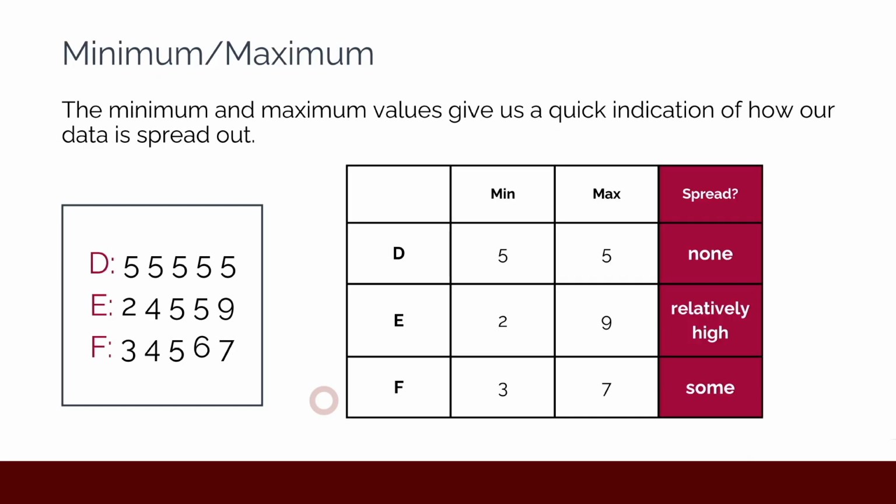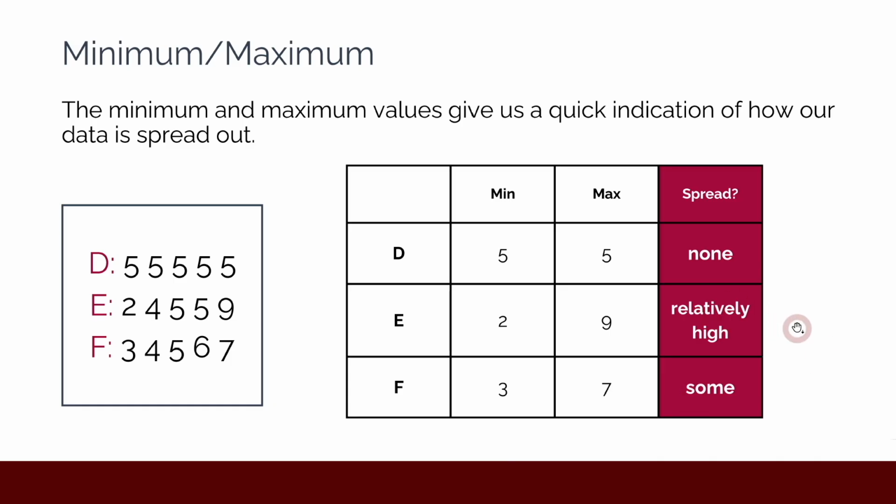So one simple, quick thing to do is to look at the maximum and the minimum values, or the highest and the lowest values in your data set. So in this example, for D, the maximum and the minimum are both 5. This data isn't spread out at all. Everything is 5. For E, the minimum is 2, the maximum is 9. So we can see there's a bigger range. It's more spread out, or relatively high spread. Whereas for F, the minimum is 3, the maximum is 7. So there is some spread. It's more spread out than D, but it's less spread out than E.